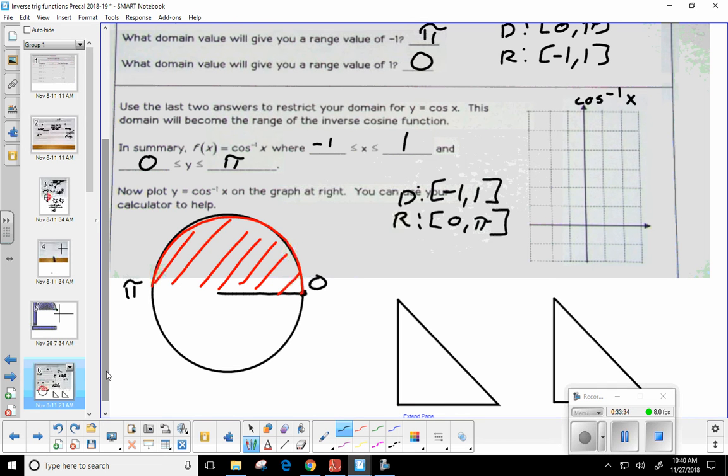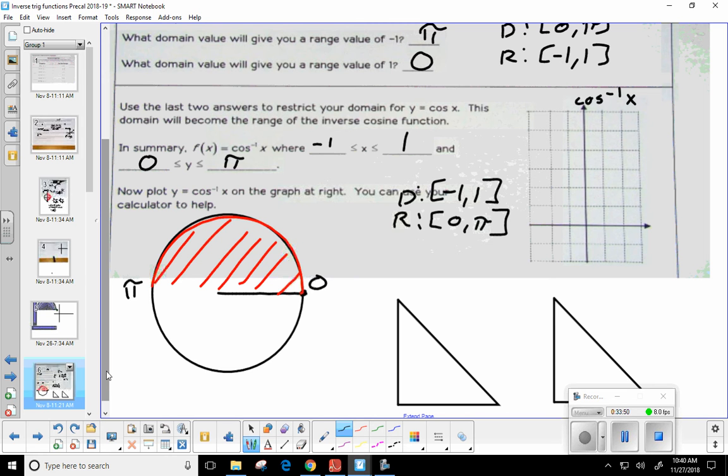Well, how am I going to know what quadrant to put the triangle in? Positive or negative. Remember, cosine is x, right? X is positive in the first quadrant, but it's negative in the second quadrant. Let's go ahead and finish up with the sketch.